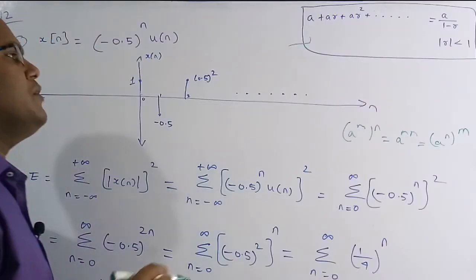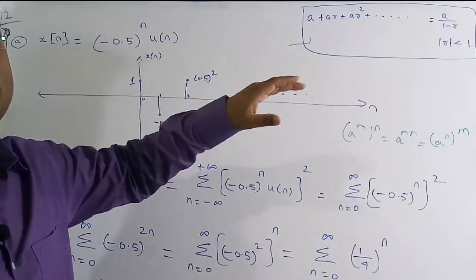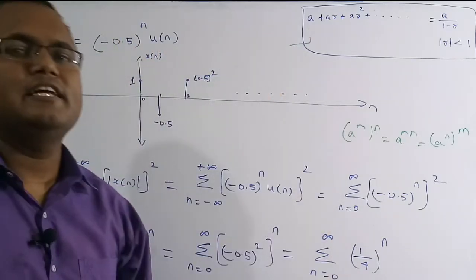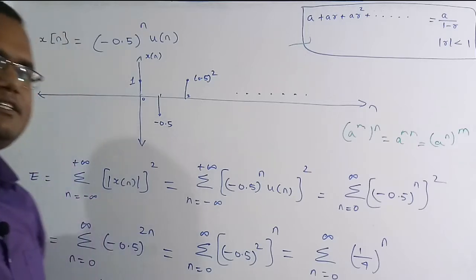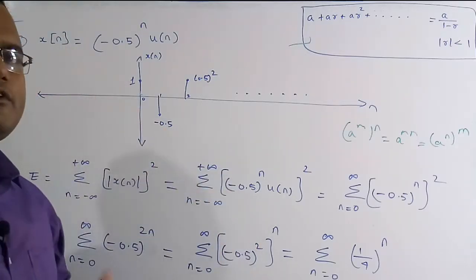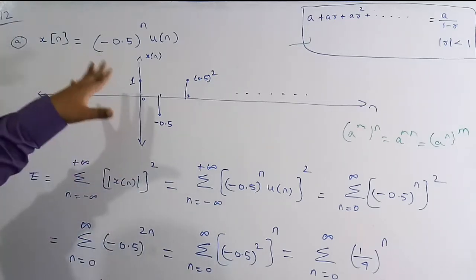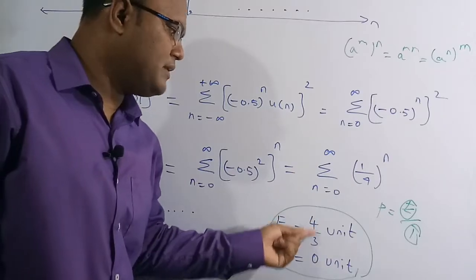So finally, one small point is here: whenever any signal is decreasing or decaying, then the signal by default is said to be an energy signal and it is not a power signal, because the energy is going to have a finite value, therefore the power of the signal will be 0. So finally this signal is said to be an energy signal of energy value 4/3 units.